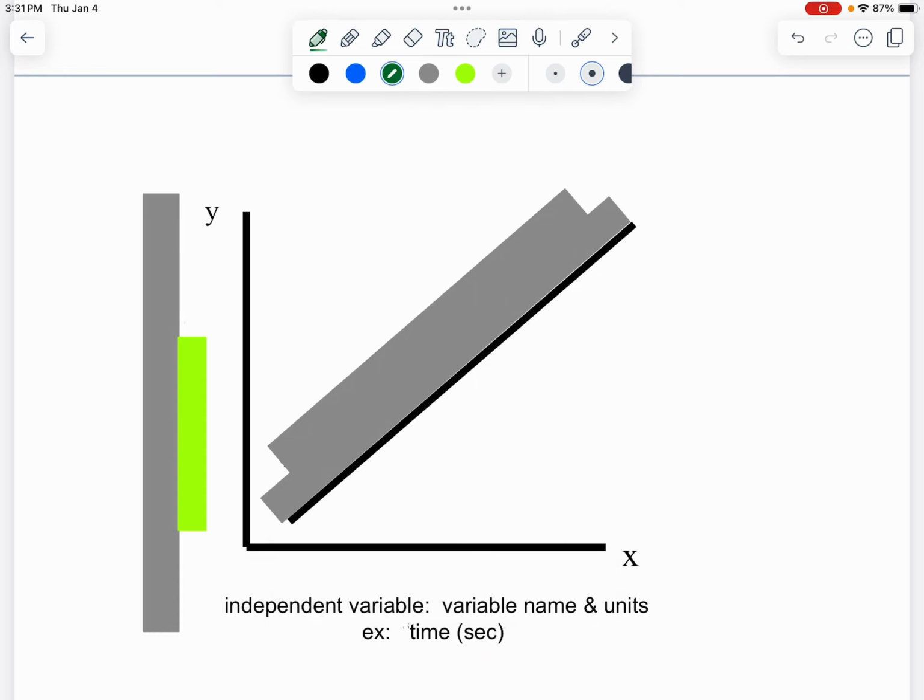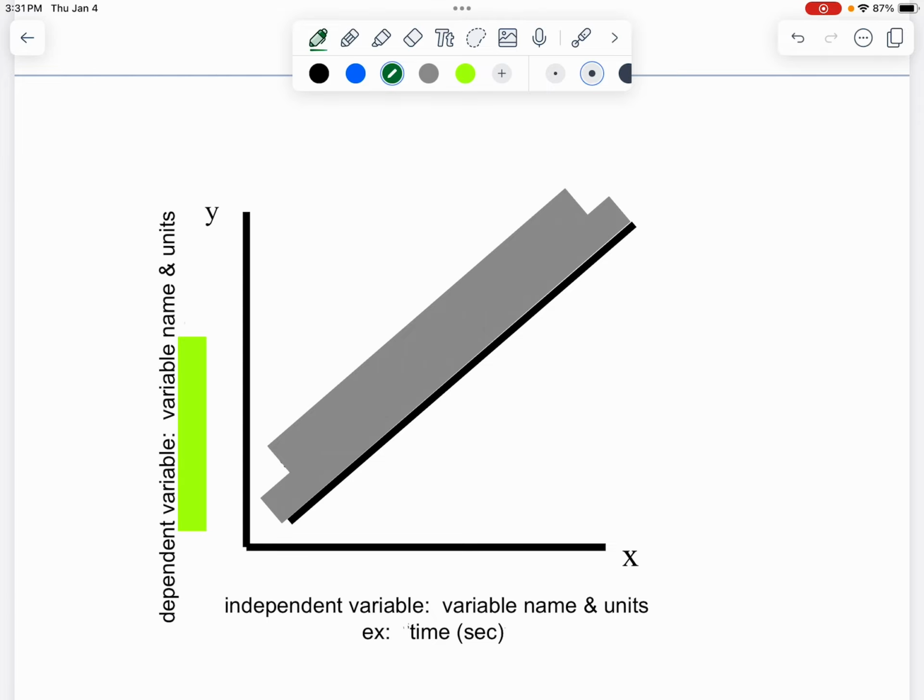And I want to point out here, not only does it just say time, but it also gives me my unit. All of your labels will need to have the variable and the unit that corresponds to that variable. The y-axis is going to be our dependent variable. This is typically the data that you are collecting. We are looking to see if and how this number changes throughout our experiment. And it is also going to have a variable title, so in this case it's distance, and a unit.